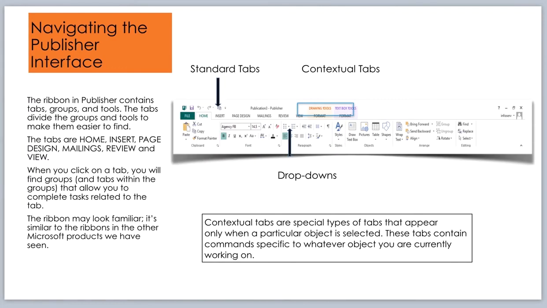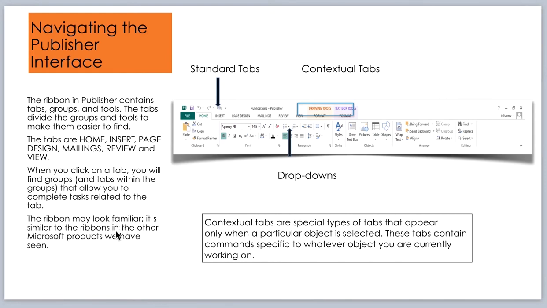The ribbon in Publisher contains tabs, groups, and tools, as you've seen in all the other toolbars. You have tabs such as Home, Insert, Page, View, Format, etc. And when you click on a tab, you'll find groups that show up and tabs within the groups that allow you to complete tasks related to the tab. Insert, page design, review, things like that. This ribbon may look familiar to you, and it's similar to the other ribbons that we've seen in Microsoft products.